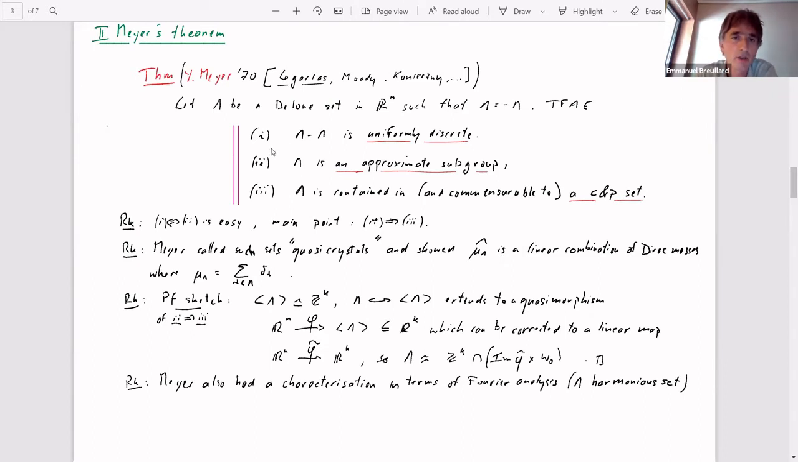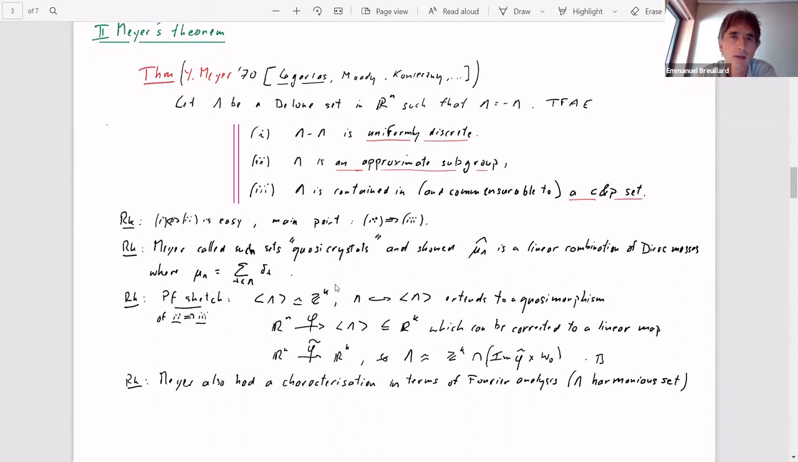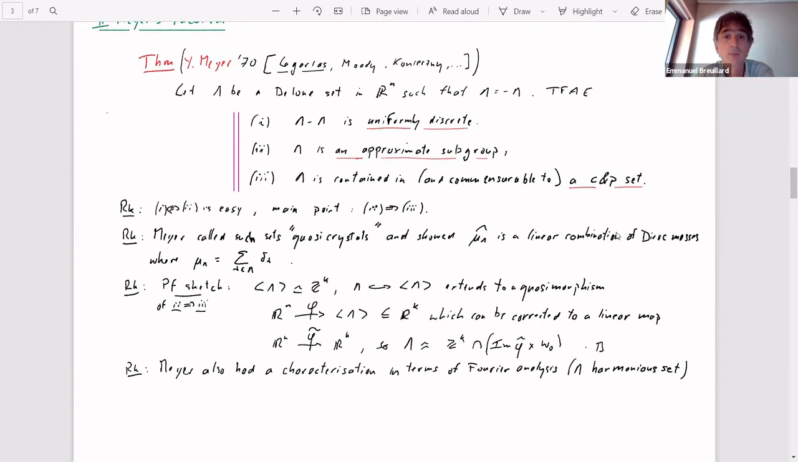The equivalence between 1 and 2 is easy. In fact, I think Meyer was first looking at a triple sum here, and Lagarias noted that you can assume only that lambda minus lambda is uniformly discrete. Many proofs of this theorem have appeared since. There's a nice paper by Moody that discusses this. But the main point of the proof is to show that if you are an approximate subgroup and a Delaunay set in R^n, then you come from a cut and project construction.